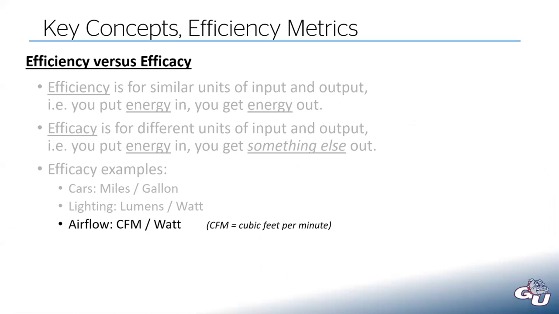If we're talking about airflow, if you're running a motor that's moving air through your building, like in your furnace, sometimes that's measured in CFM per watt, CFM being cubic feet per minute. So how much volume of air per minute can we move per watt of energy or power that we're putting in?